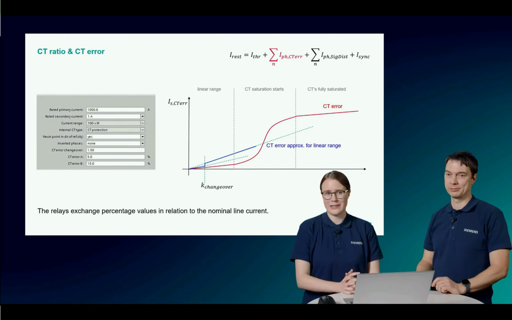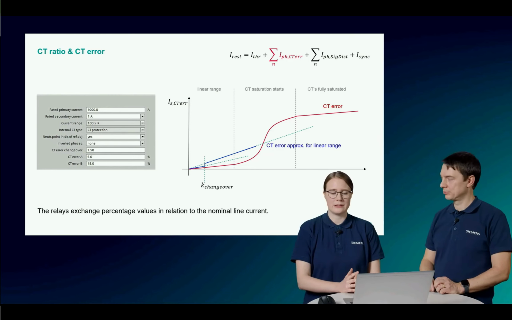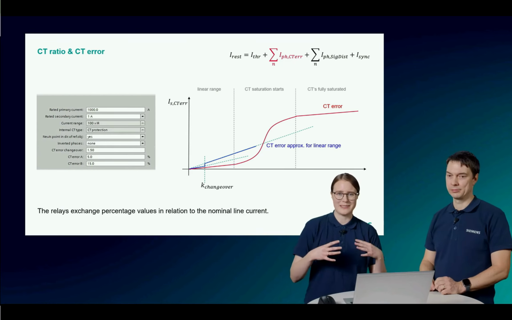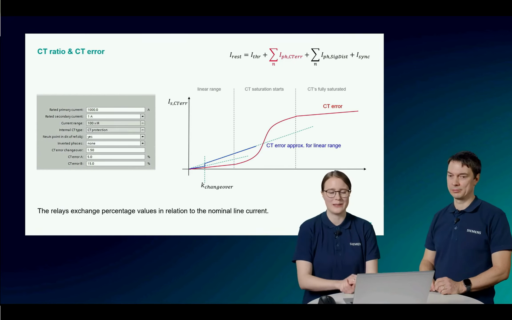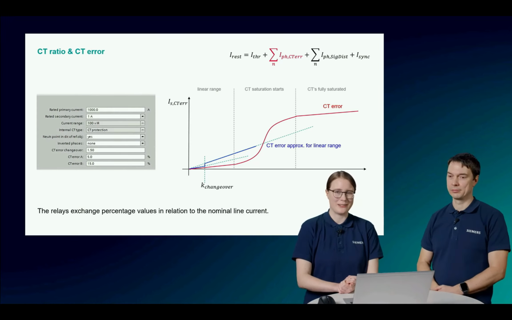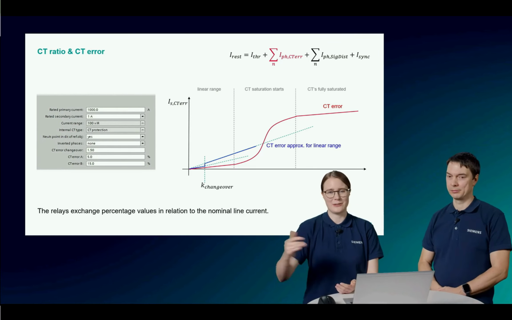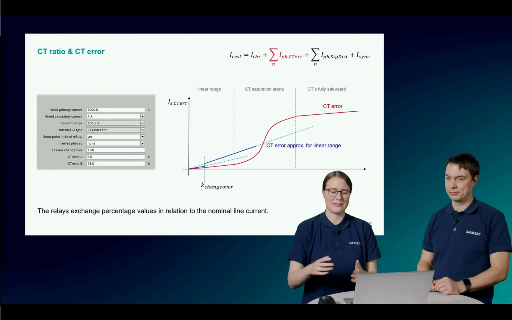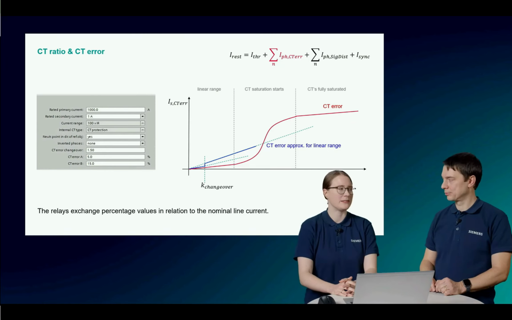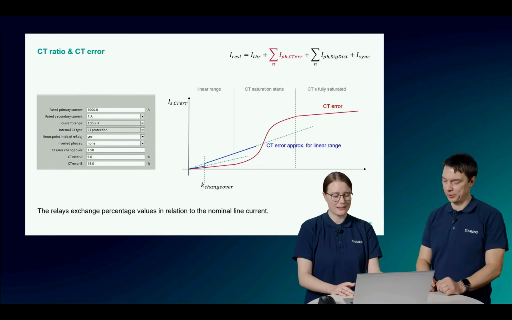And the relays exchange percentage values in relation to the nominal line current. This is what makes the currents from both sides comparable. It means when we have different CT ratios, the relay always calculates these values into primary values, and then sets them in relation to the nominal current, and this is then sent to the other side, and there it is the same process, and this is why we can work with different CT ratios. Okay, thank you.